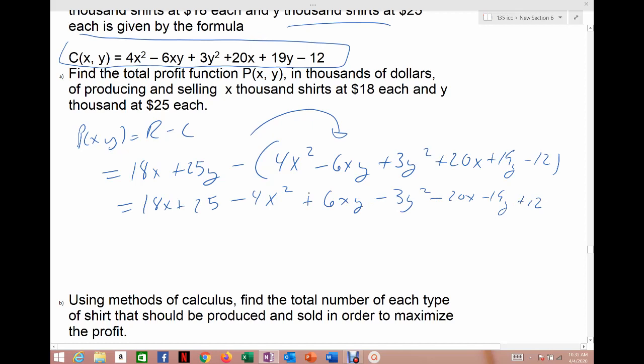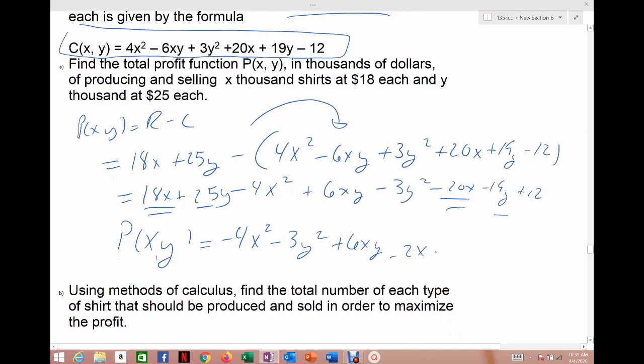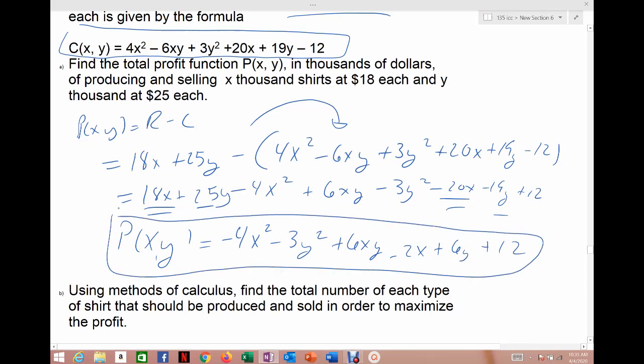Alright, hopefully I distributed my negative right. Everything in here should have an opposite sign. It does. And then remember, I can only add like terms together, meaning they have to have the same variable parts. The only ones that have the same variable parts are my x terms and my y terms. So this simplifies to negative 4x squared, negative 3y squared plus 6x times y minus 2x plus 6y when I add my like terms, and then add 12 at the end. And so there's the profit equation that I want to optimize.